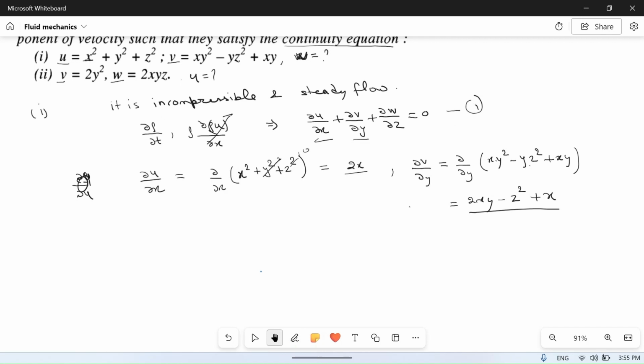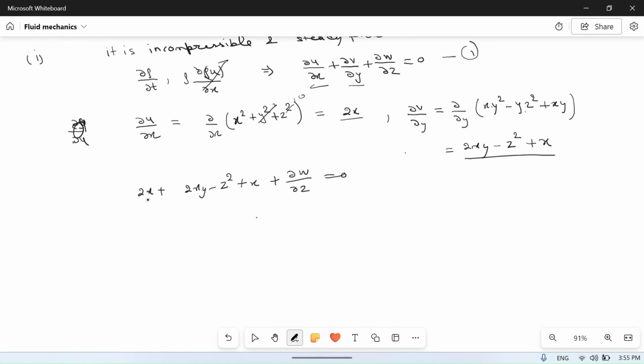So it will become ∂u/∂x is 2x, plus ∂v/∂y is 2xy minus z² plus x, plus ∂w/∂z is 0. Okay, so if we add these two, then it will become 3x plus 2xy minus z² plus ∂w/∂z is equal to 0.